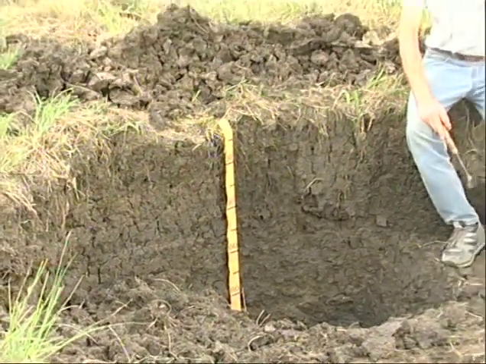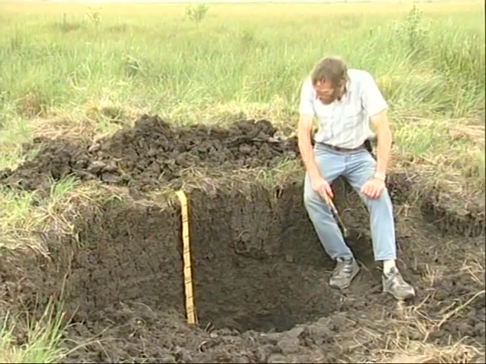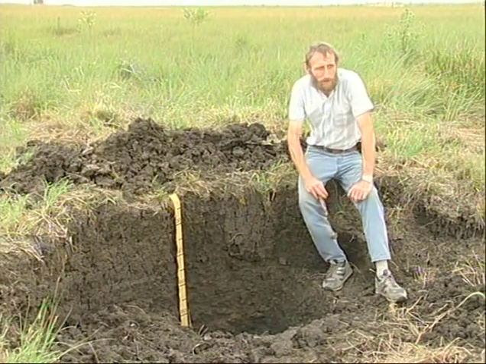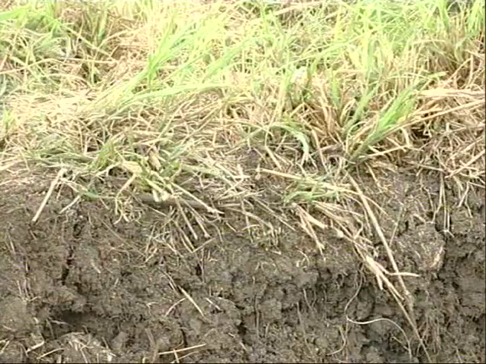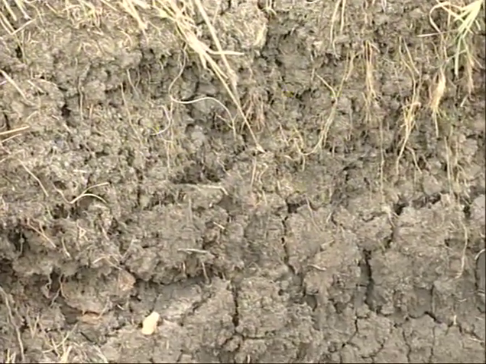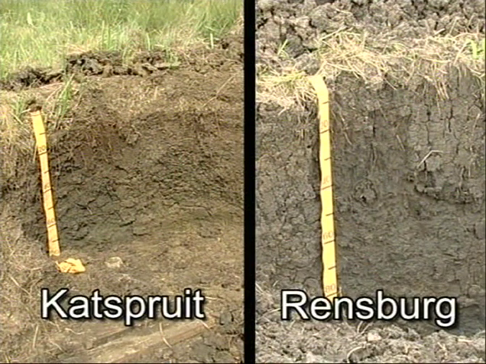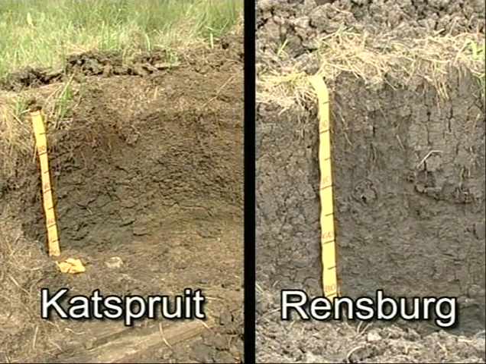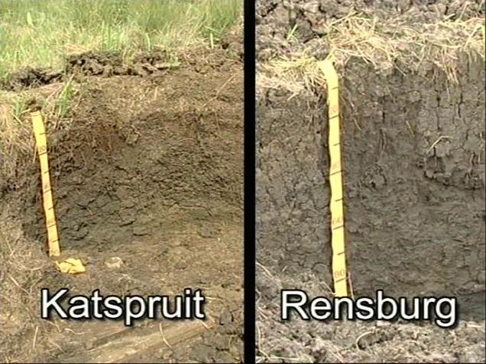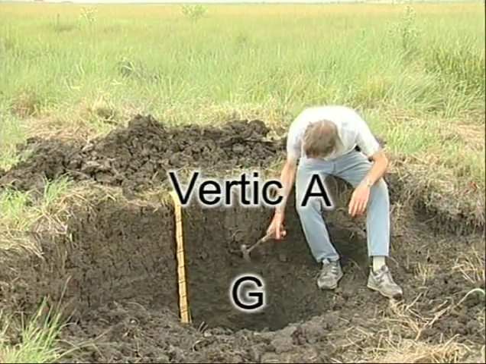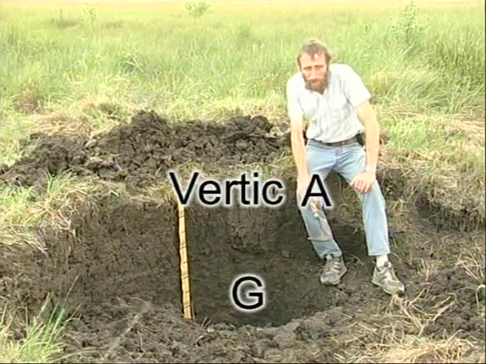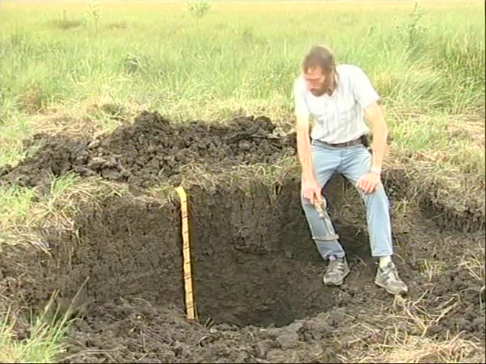Okay, this is the Rensburg soil form, and at first glance it looks rather similar to the Katspruit that we've just come from. But closer examination reveals certain very important differences. But if we concentrate on just looking at the soil itself to start with, this soil has a much, much deeper topsoil than the Katspruit. This is the Vertic A horizon. It extends from the surface down to somewhere in the region of 60-65 centimetres probably. So a very much deeper topsoil than the Katspruit.